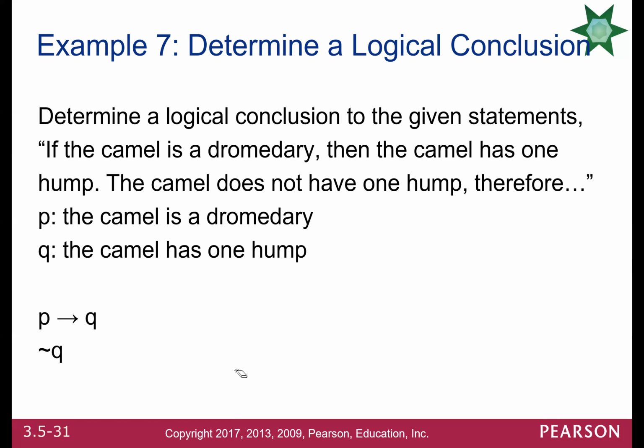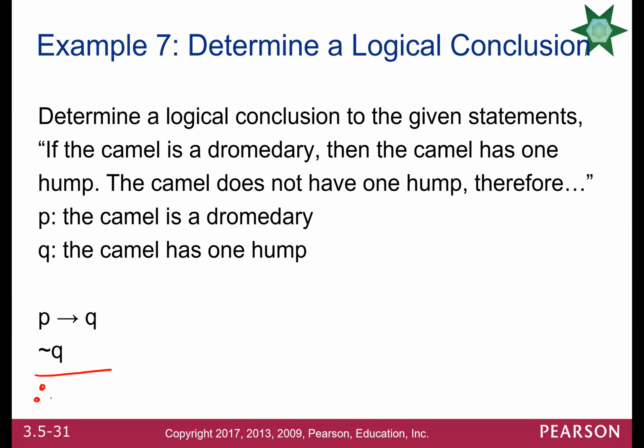So our first premise would be that the camel is a dromedary. Then the camel has 1 hump. So it would be the conditional if P then Q. The second premise is that the camel does not have 1 hump. So it's the negation of statement Q. So our argument is if P then Q, not Q.